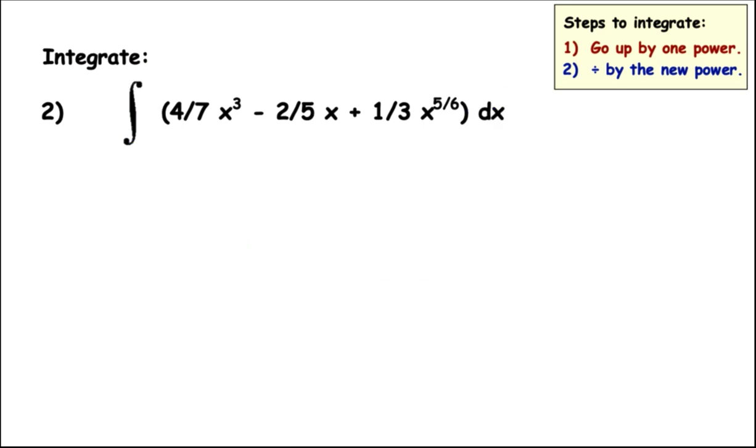All right, enough talking on my part. Let's actually do number 2. All right, 4/7 x to the 4th. Go up by a power. Divide by the new power. Dividing by 4 is the same thing as times 1/4.